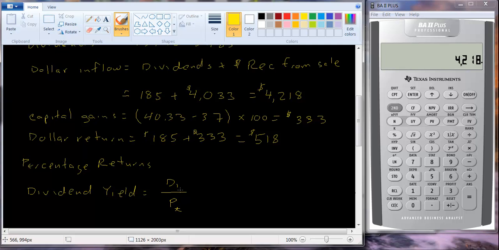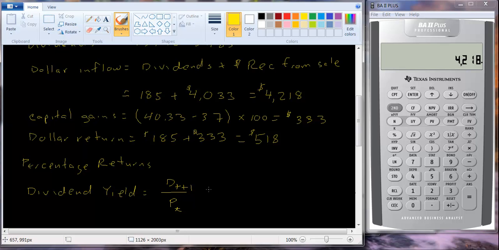Okay, P_t, and we'll call this t plus 1. What's the idea here? We're talking about the dividend you receive 1 year into the future divided by the price you paid now. So this could be year 0 and year 1. This could be the price you paid in year 1 and the dividend you received in year 2, etc.